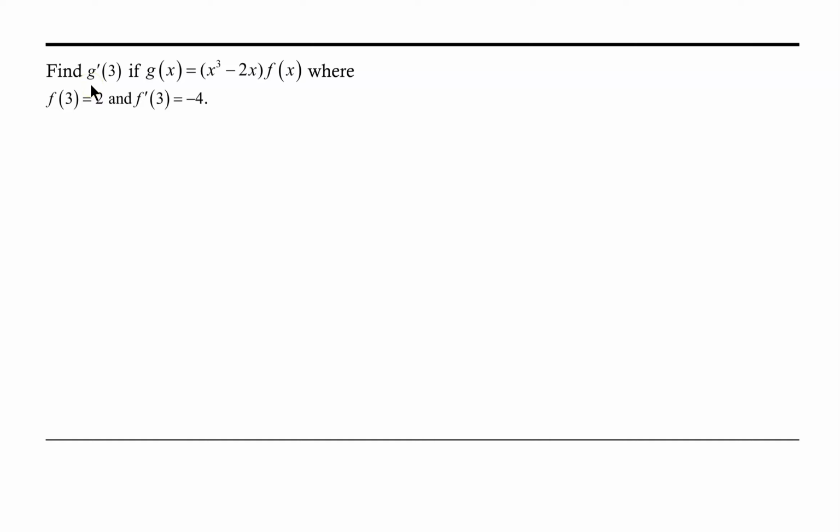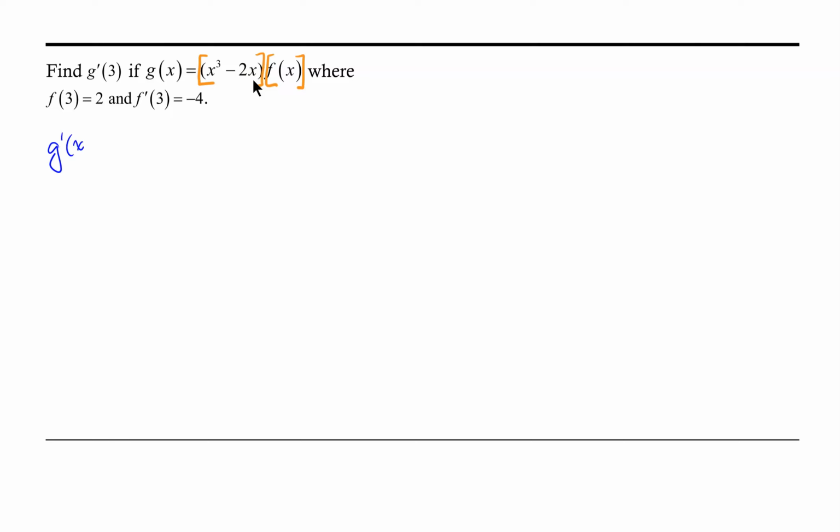So when we go to find derivatives, we first need to have a strategy. And as I was reading this, notice that I said it was this polynomial, x cubed minus 2x, times f of x. So whenever I see a function multiplied by a function, that cues me in that the product rule is the appropriate differentiation rule to use. So let's go ahead and get started.